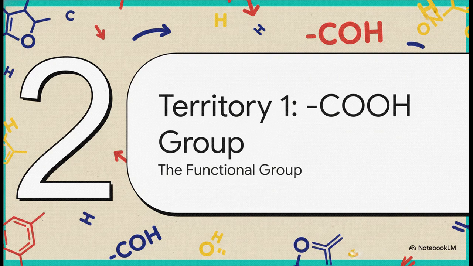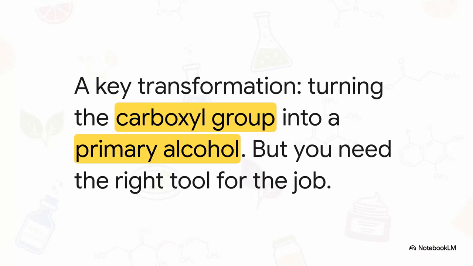For the next little bit, we're going to focus only on the reactions that happen right on the carboxyl group itself. Okay, one of the most fundamental transformations you can do is called reduction. This just means we're going to take that RCOOH group and convert it all the way down into what's called a primary alcohol, an RCH2OH. But to pull this off, you absolutely need the right tool for the job.